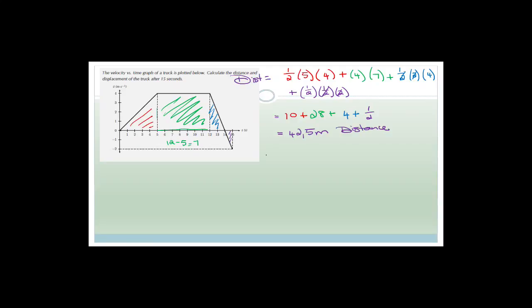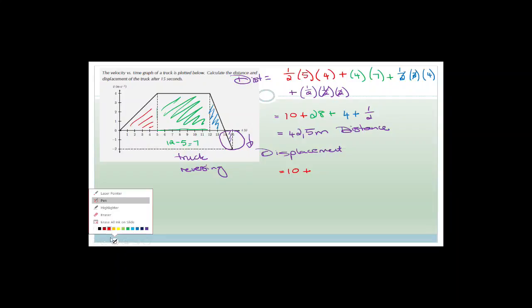Now if we want to work out the displacement, we have to realize that what is actually happening over here in the purple bit is that he is going backwards. The truck is reversing. He is going backwards. So that's actually going to make us closer to the place that we started, okay? So what we actually have to do now instead is we still have the 10 going forward and we still have the 28 going forwards, and we still have the 4 going forwards, but we are now going backwards by that half.